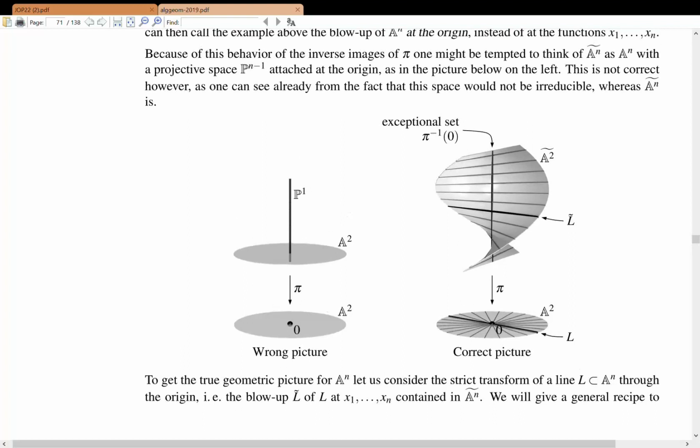Now the reason it says that this is a wrong picture is because the blowup is actually irreducible, as I think we mentioned already, whereas this picture suggests that it's reducible. It suggests there's a separate component, this P^1, that intersects the A^2 at a single point. That's not correct. The better thing is this correct picture over here. So I'm going to tell you about that, but let's think about this for a minute first, and then we'll talk about why the correct picture is better.